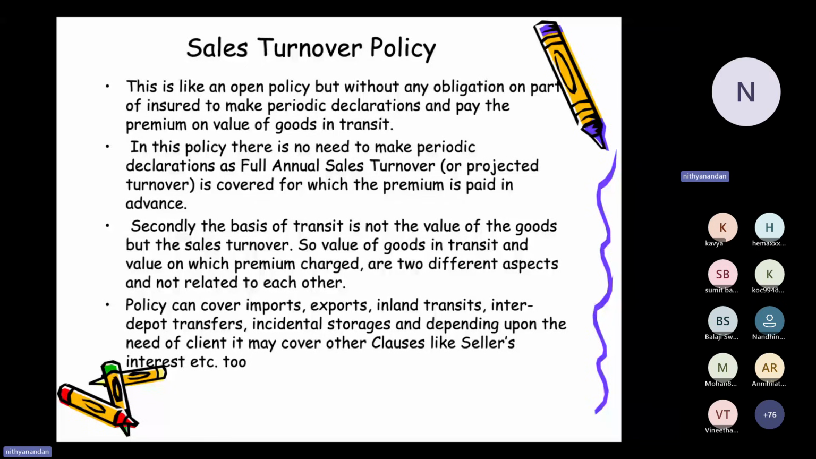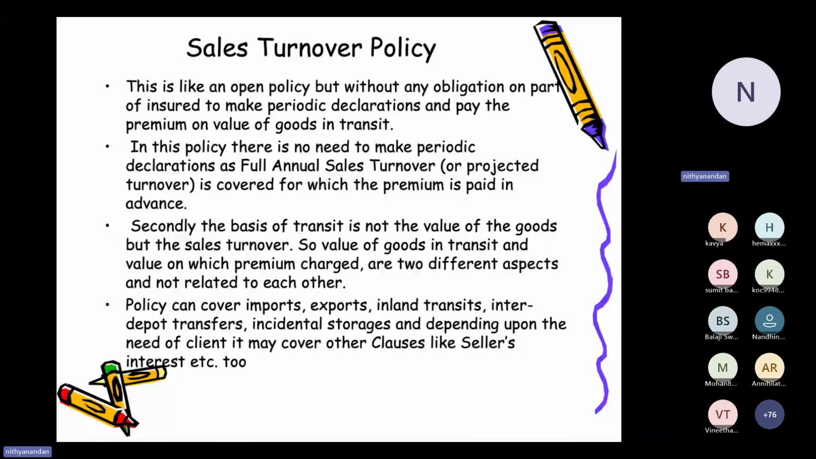First, please listen. Suppose I have a garment factory. I am getting the raw material yarn from various parts of India and abroad. So raw material of 100 crores I am getting. So I can take a 100 crores open policy for the raw material portion.